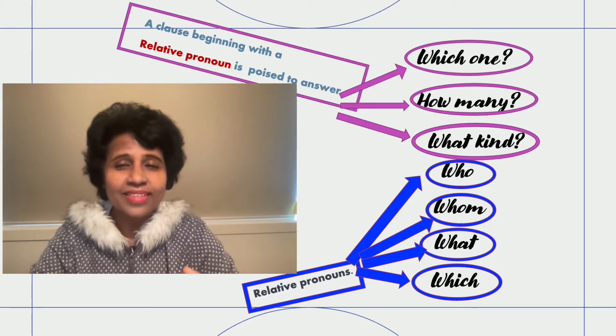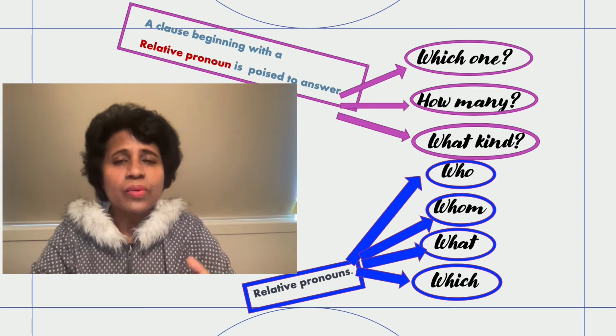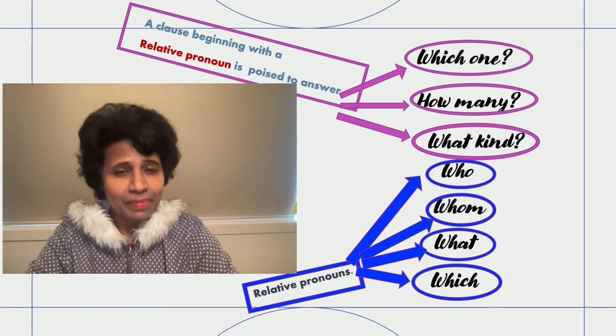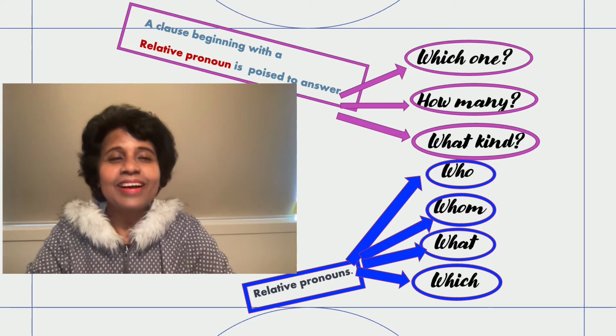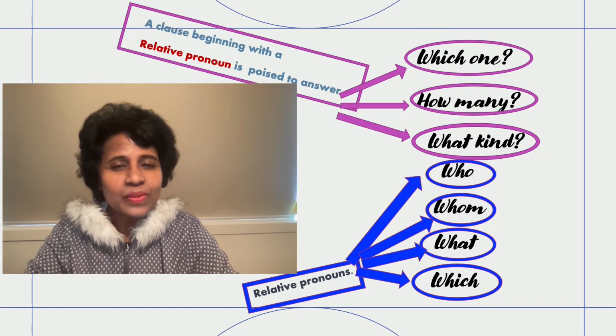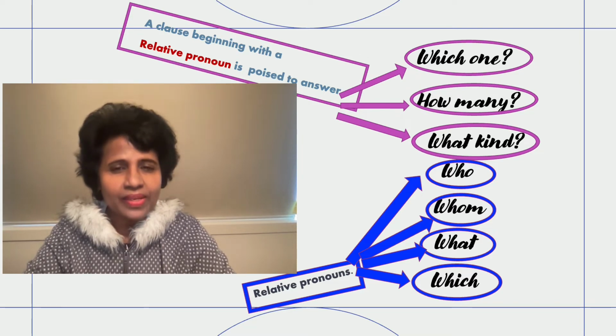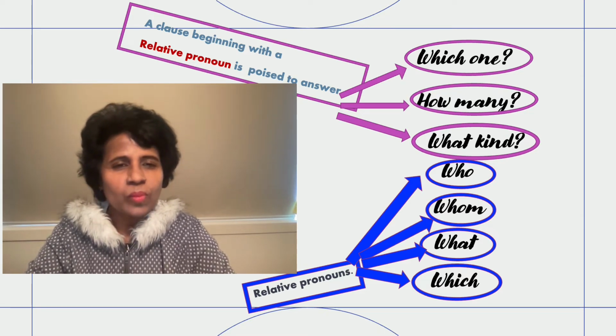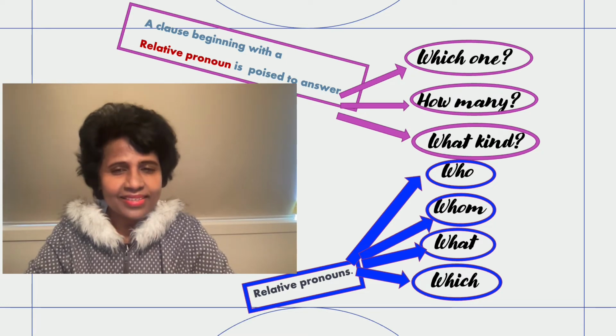Now let's see what a relative pronoun is. A relative pronoun connects an independent clause to a dependent clause, making a complex sentence. A clause beginning with a relative pronoun is poised to answer questions such as which one, how many, or what kind. Who, whom, what, which, and that are all relative pronouns.